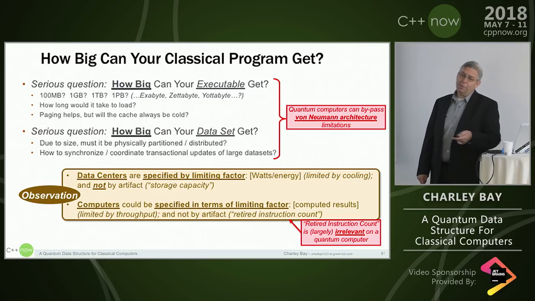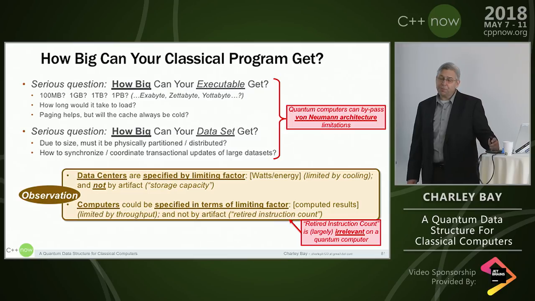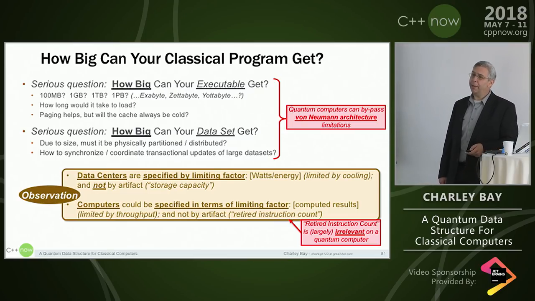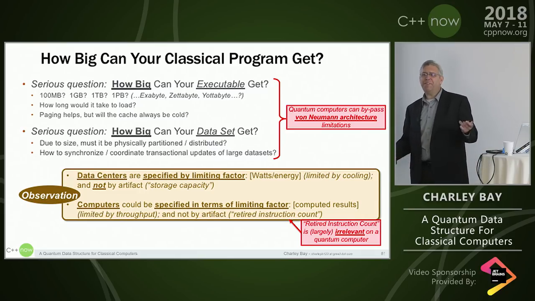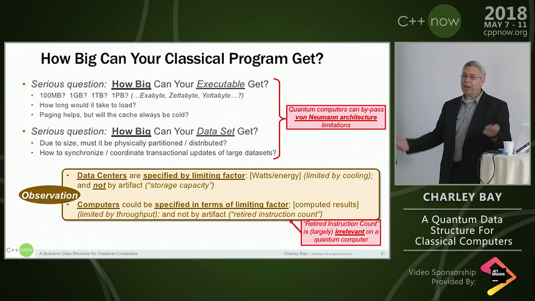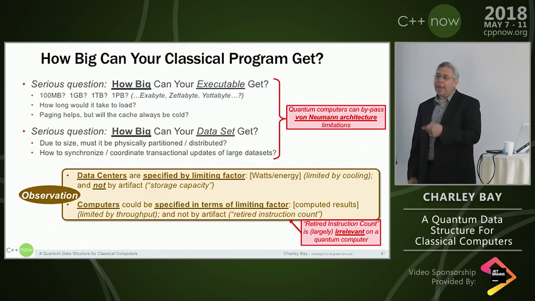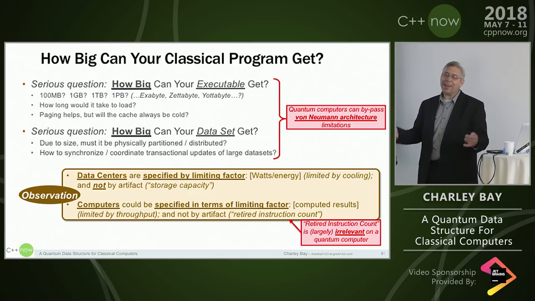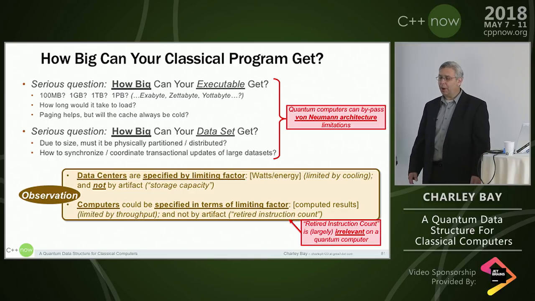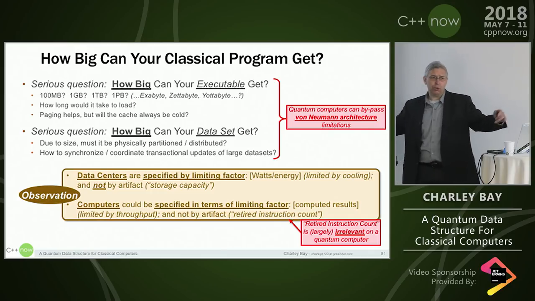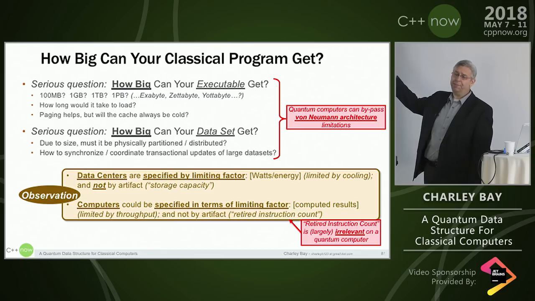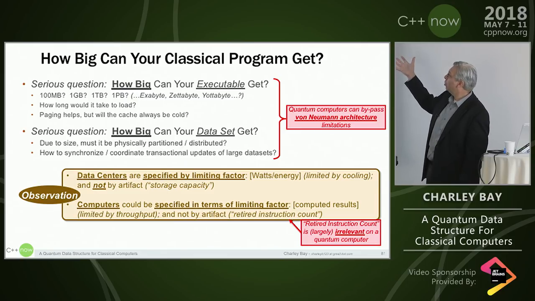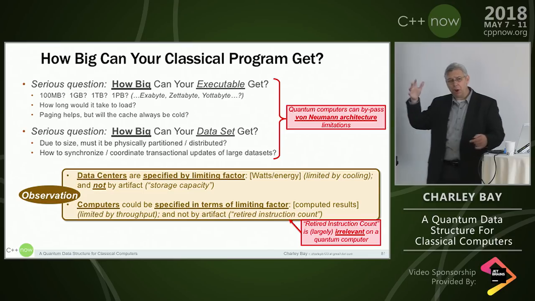There is a practical limit, and this is kind of a fun slide, just food for thought: how big can your binary executable get? There's a point at which you're going to have to partition across nodes, and it could be infinitely big. Oh, that's not true. Your cache is always going to be cold. How are you going to load that thing? You can't have an infinitely big executable. Well, how big can your data set get? You're not going to have an infinitely big data set. You're going to have to partition it, then you have to do transactional updates. It gets to be a disaster. This is not going to scale linearly to infinity. Well, quantum kind of bypasses this von Neumann architecture thing.